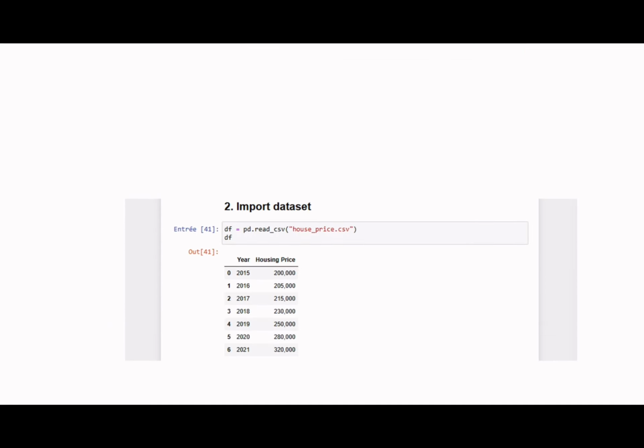Step 2. Loading the dataset. We use Pandas to read our dataset from a CSV file. Once loaded, we display the dataset to ensure the dataset has been imported correctly.